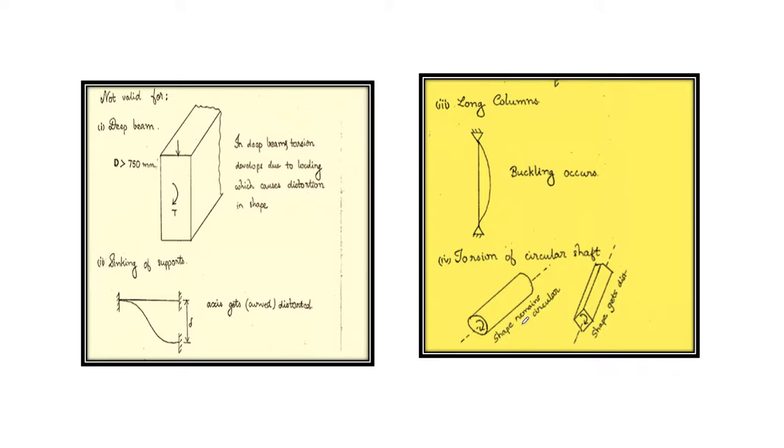When we're twisting a circular shaft, it's the same shape. When we're rotating in any direction, taking any circular rod or any circle ball, we twist it or rotate it in any direction, the shape remains the same. In the shape of a rectangle, the shape gets distorted.